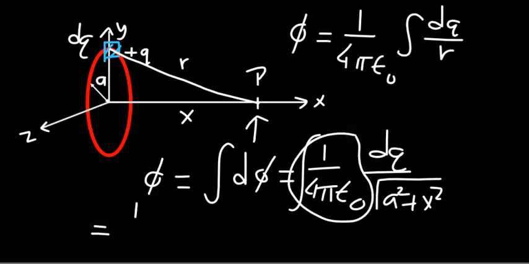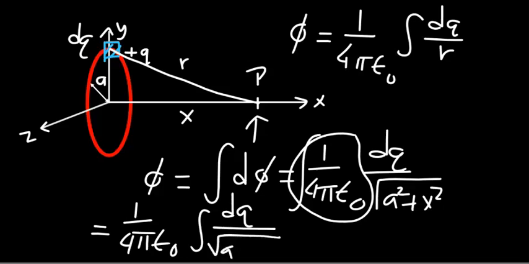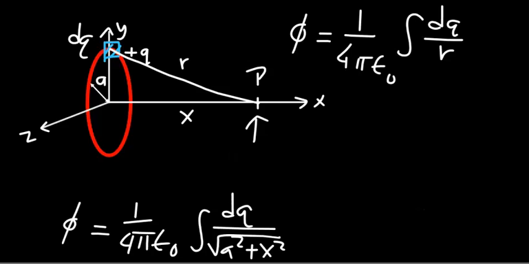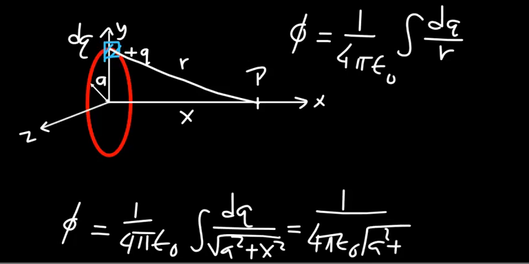This is a constant, so that can be taken out of that integral sign, and you get dq over the square root of a squared plus x squared. For such a ring charge system, as you move along that ring, x does not change because x is still measured from the origin to point P, and a is a constant. So those two can also be taken out of that integral sign, giving us 1 over 4 pi epsilon naught square root a squared plus x squared integral dq.